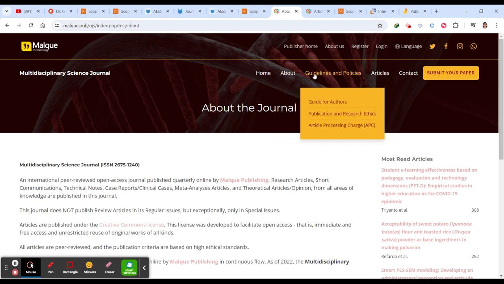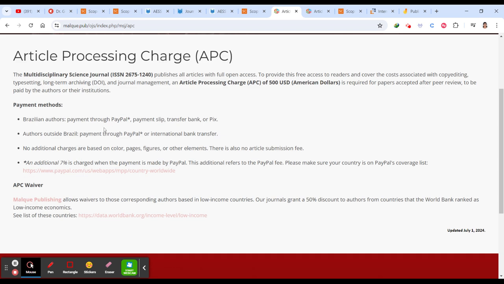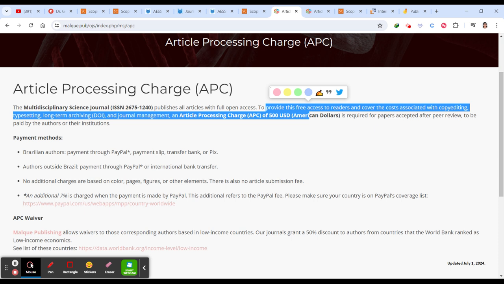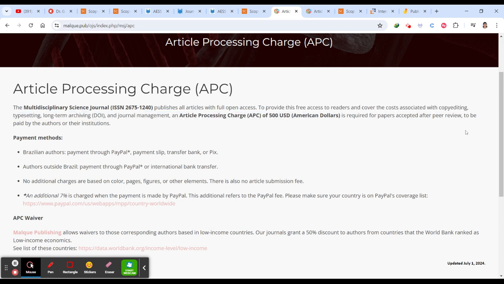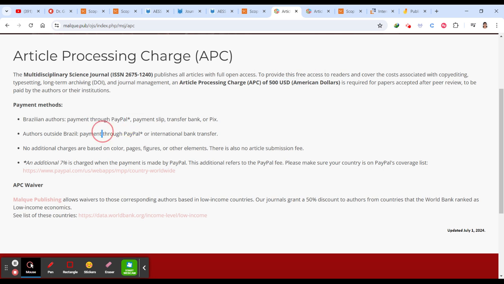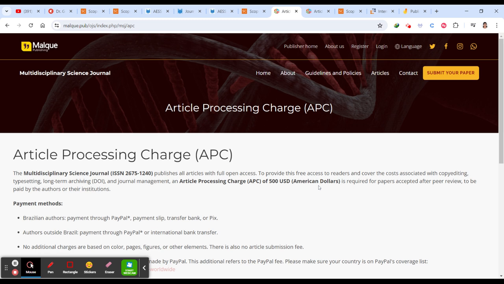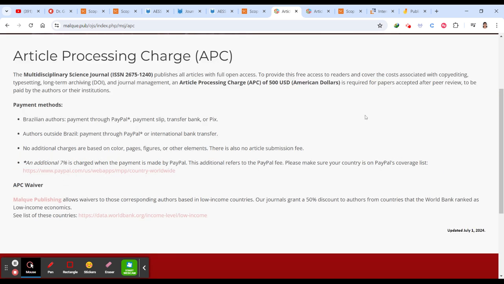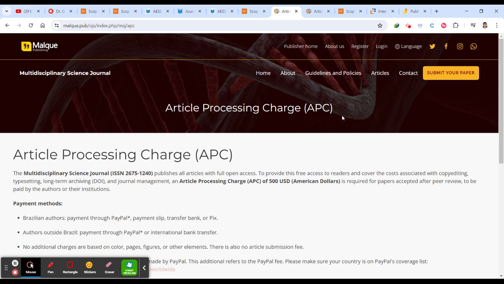We have to see about the publication charges. You can click here on the article publication charges. What is the article publication charge here? It's $500, American dollars, and it's required after the paper is accepted after the peer review. So you have to pay only after it is accepted. You can pay through PayPal. Because this is an international transaction, you can try a different mode to transfer your money. But I request you, once you get the acceptance mail, once your paper is ready, only then should you pay, or else you should not do that.